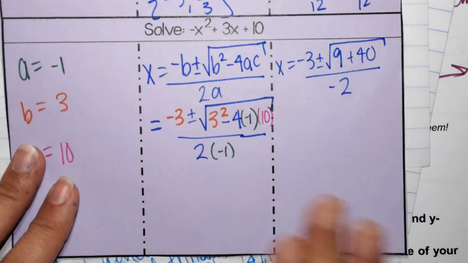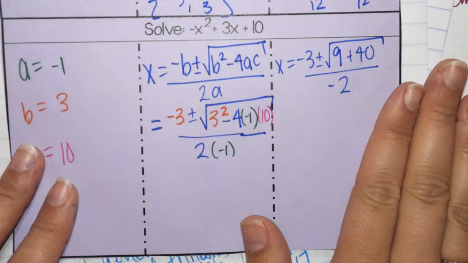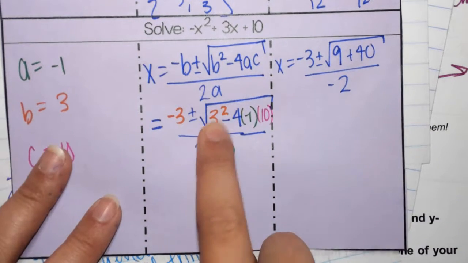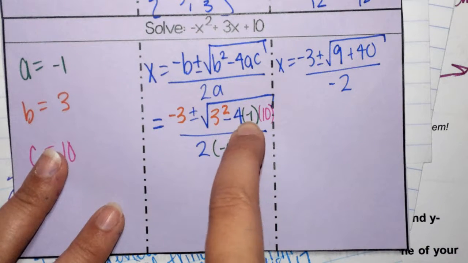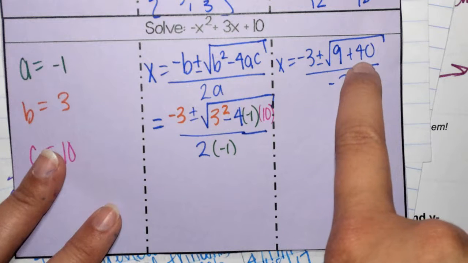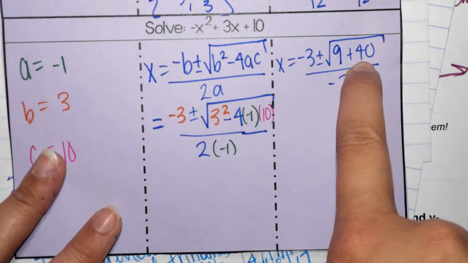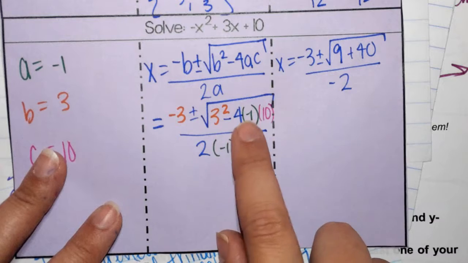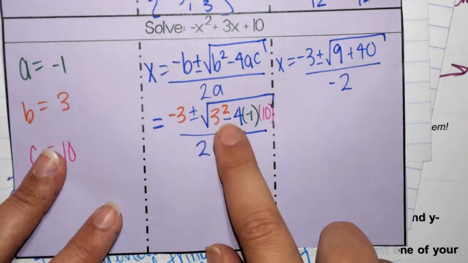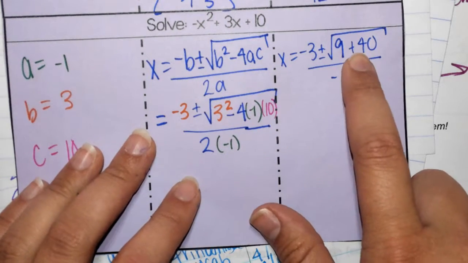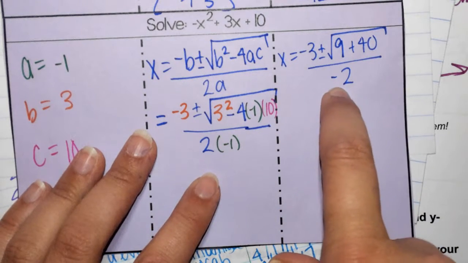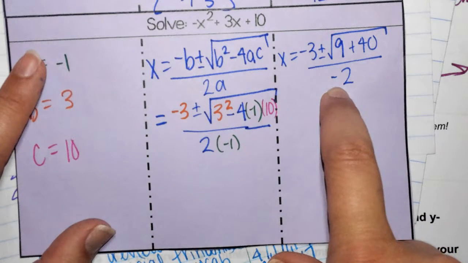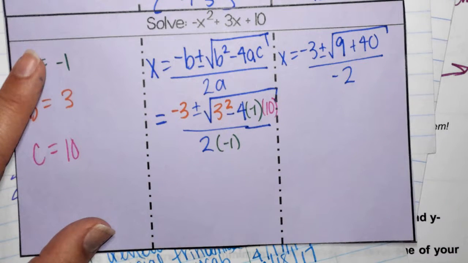Now once we're at this point, is anybody confused on how we got there? Are we sure? You're confused? Okay. So we did 3 squared and we got 9. And then we did -4 times -1 and we got +4, times 10 gave us 40. All you do is multiply these three numbers together. So it's -4 times -1, and that's where we got the plus from. So +4 times 10 gives us 40. And this -2 comes from 2 times -1.